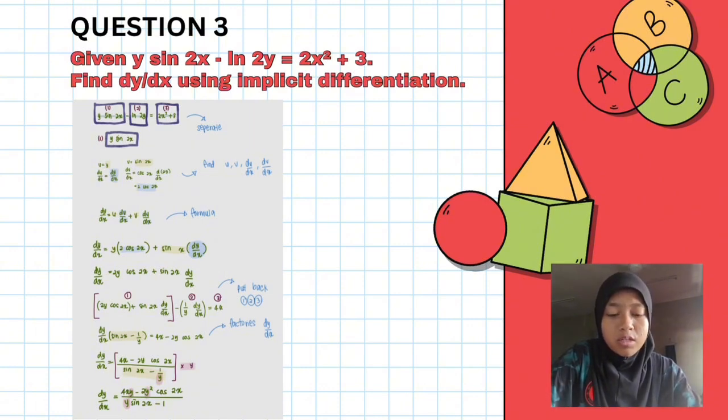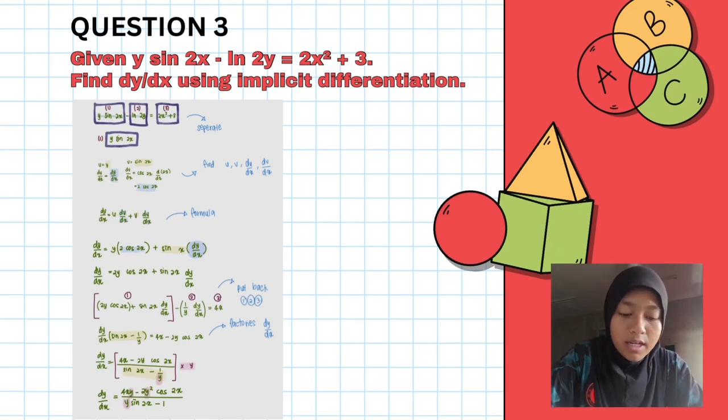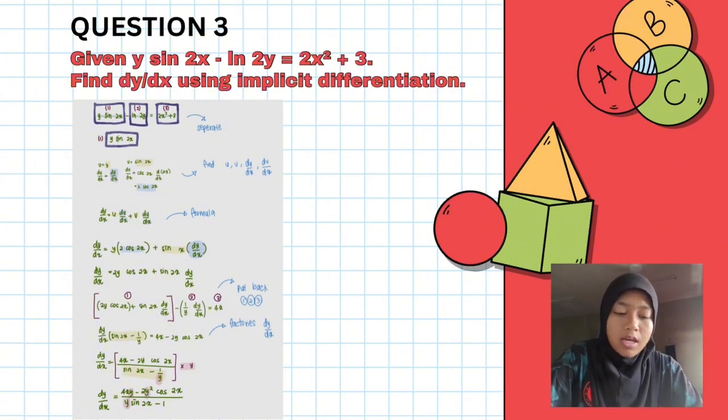Using the product rule formula, d(uv)/dx equals u dv/dx plus v du/dx. We get d/dx of y sin 2x equals y times 2 cos 2x plus sin 2x dy/dx, which simplifies to 2y cos 2x plus sin 2x dy/dx.